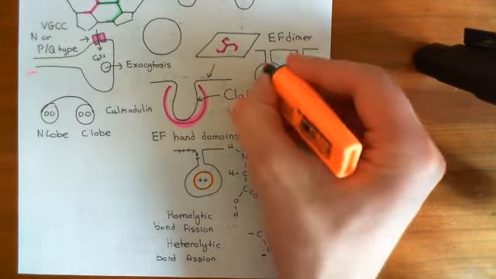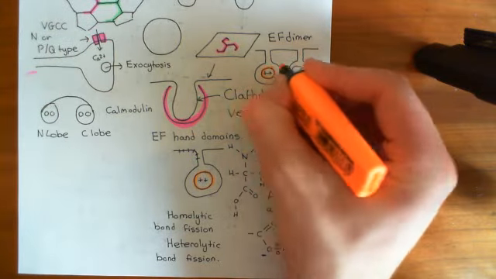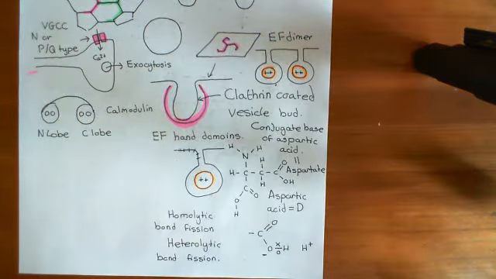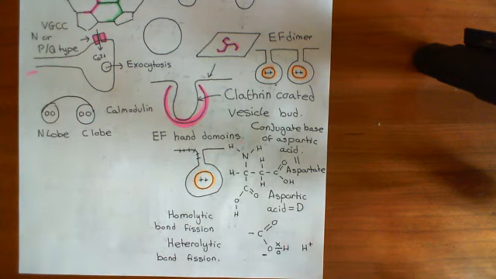Now, these EF dimers are what you have in calmodulin. Each one of the lobes of calmodulin, the N and the C lobe, they both have an EF dimer, and that's why you have two calcium binding sites sitting next to each other here. Okay, and we'll continue this discussion in the next video.